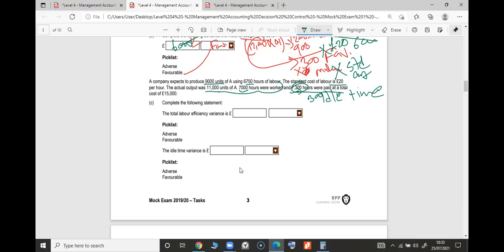We can play around with whatever information is given. The total labor efficiency variance. Are they efficient or not? How do you know it? If your budget for 9,000 units was this many hours, so how much should it be for 11,000? That's what you need to find out. Can you please find it out? 11,000 units should take how many hours? Give me that answer, please.